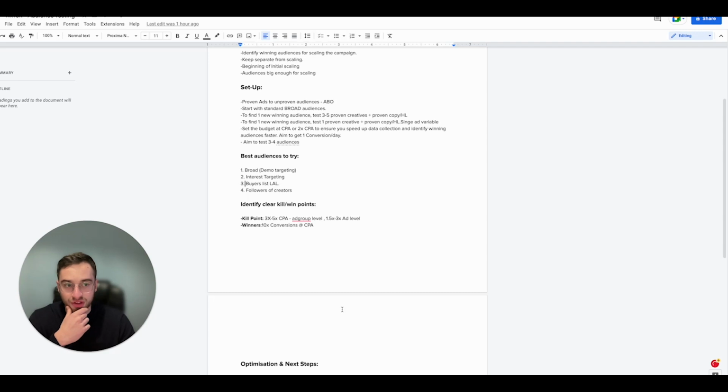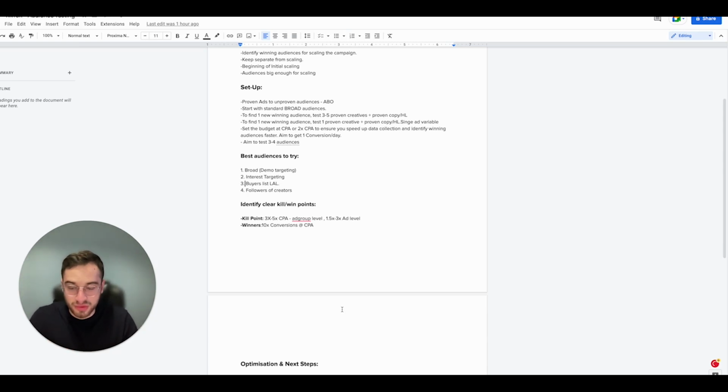So we need to be as efficient as possible with our budget, and we need to set clear winning points and kill points of what we identify as a winning audience and as a loser audience, in a sense, and just a not performing audience. So we have that clarity to go out and say, okay, this worked, that didn't work as well.